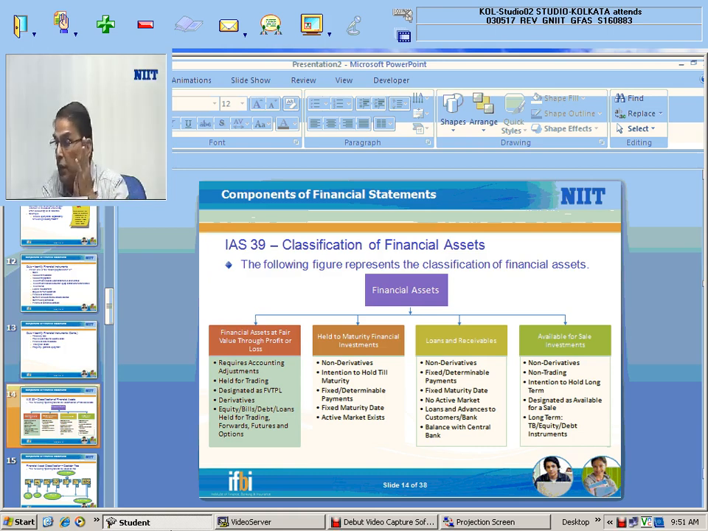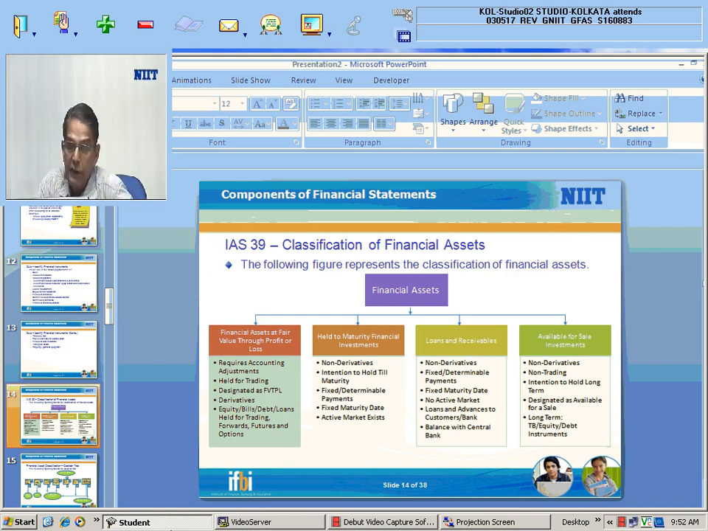So there are four categories. The entity has to look at each financial asset and put it in one of these four categories. The first category is financial assets at fair value through profit or loss. This kind of financial asset requires accounting adjustments. These are generally held for trading or designated as FVTPL. Derivatives also fall under the FVTPL category. Equity, bills, debt, loans held for trading, forwards, futures and options all come under the first category, financial assets at fair value through profit or loss.